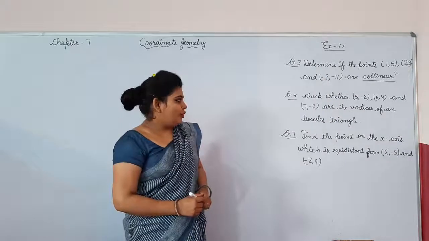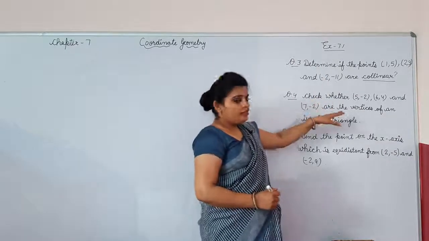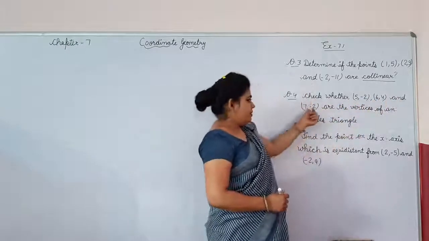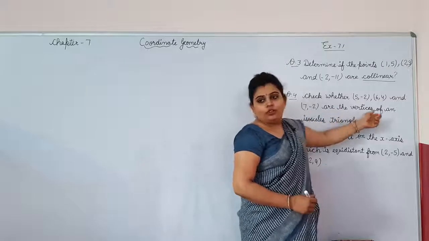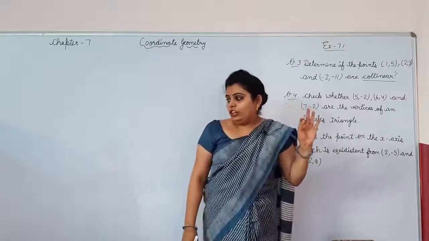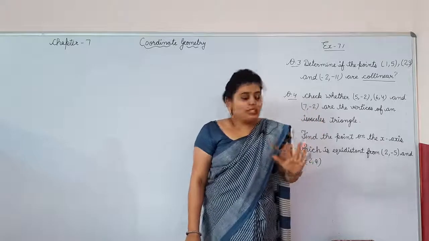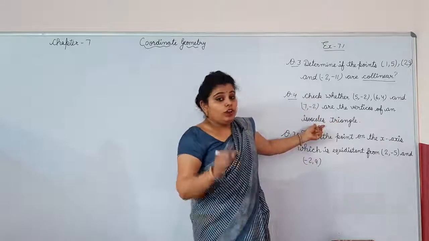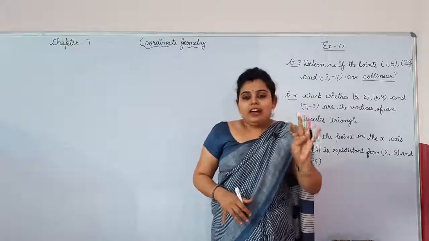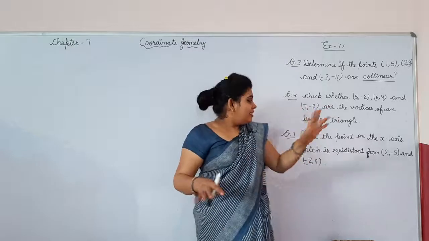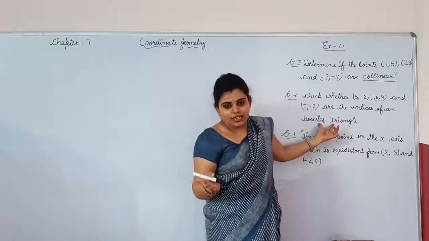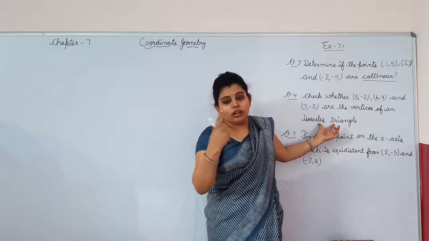Question number 4. Check whether (5, -2), (6, 4) and (7, -2) are the vertices of an isosceles triangle. For this question, we require previous knowledge, because what is asked here is that you have to check whether these 3 points, as we know a triangle has 3 vertices and 3 vertices are given, form an isosceles triangle or not.